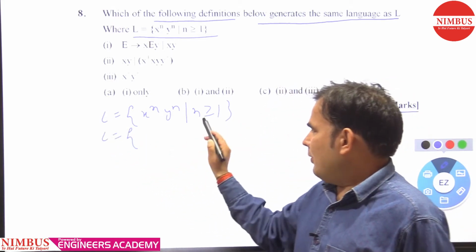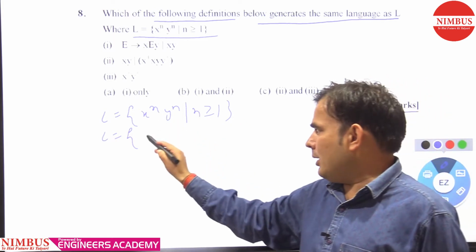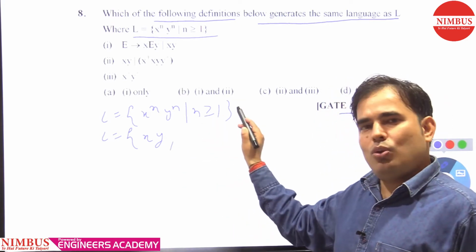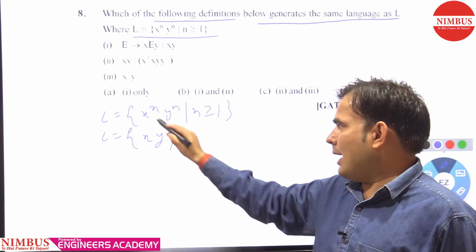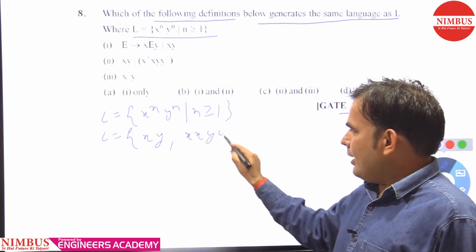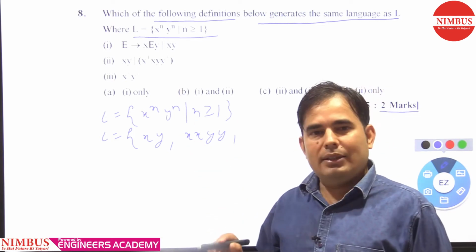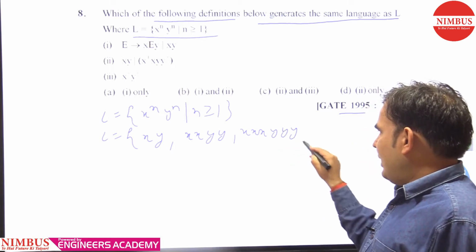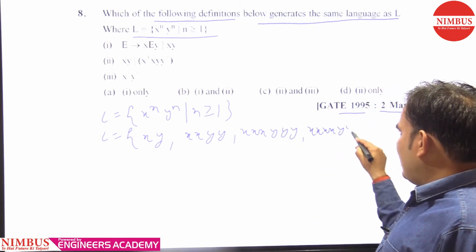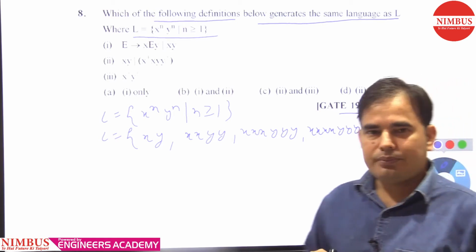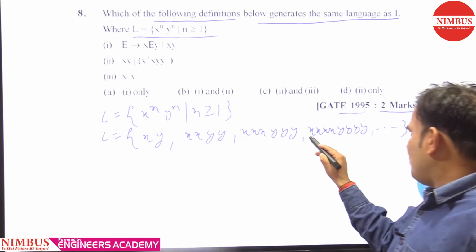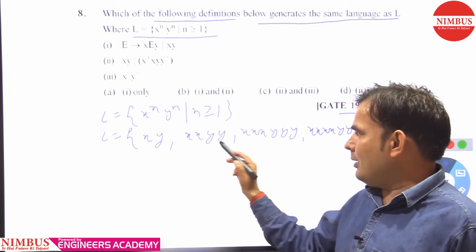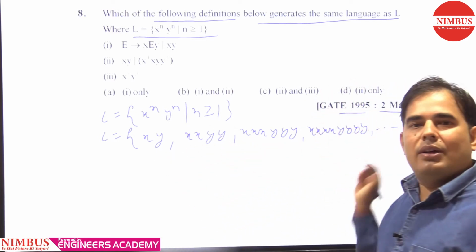When we take n equal to 1, it gives xy, the minimum string. When we take n equal to 2, it gives x squared y squared, meaning xxyy, right? When n equal to 3, it gives xxxyyy, and for n equal to 4, four x's and four y's, and so on. You can say that it generates strings with an equal number of x and equal number of y.